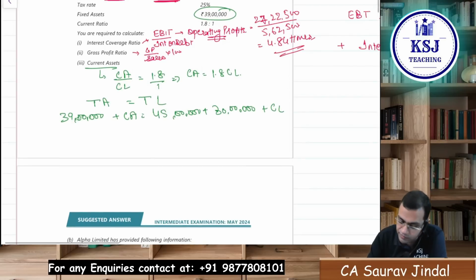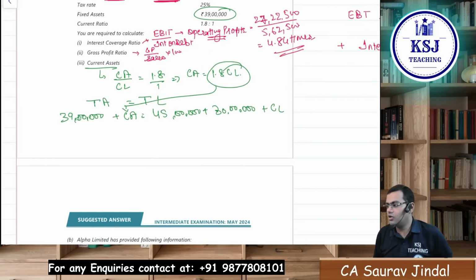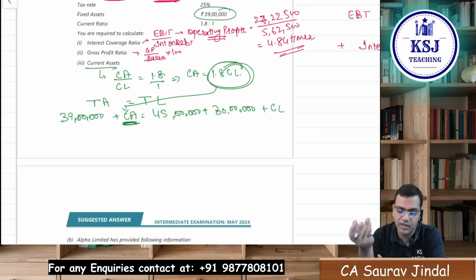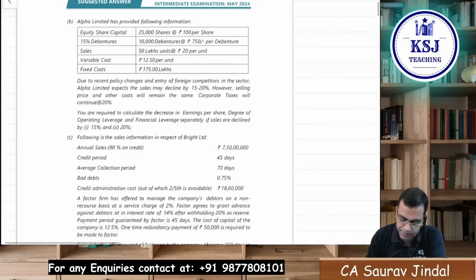Now what we will do? We will substitute this 1.8 CL here. We can calculate the value of current liabilities. From there we will get the value of current assets. Substitute this 1.8 CL in place of current assets, then all the equation will be in the current liabilities. You will get the value of current liabilities. From there you can calculate the value of current assets. Right? So this is question number 1, A part.